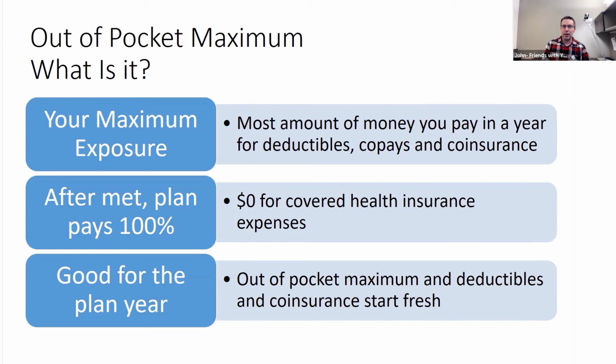So what does that mean? Once the clock starts again, in other words, when the plan year or calendar year happens to restart, your out-of-pocket maximum, deductibles, copays, and coinsurance start fresh. So the following year, if the plan hasn't changed, you'd be responsible for, let's say, that $500 deductible again.